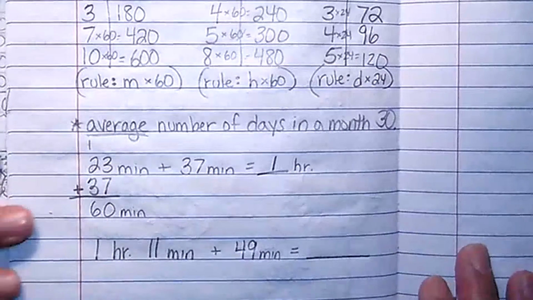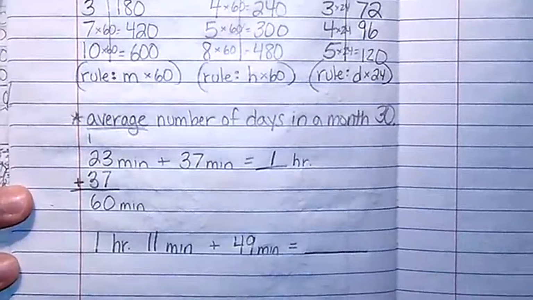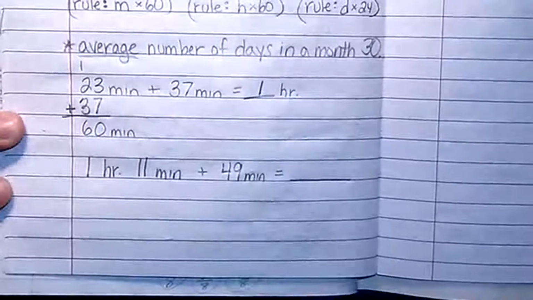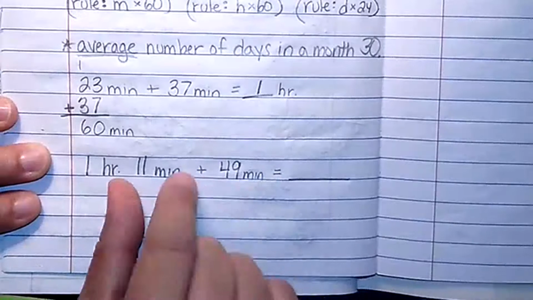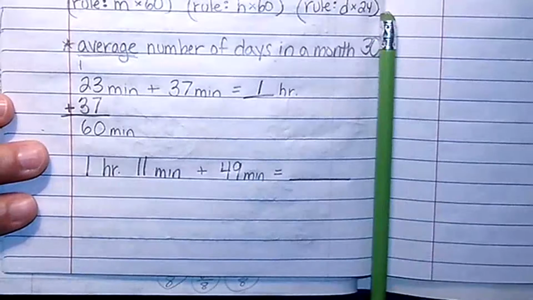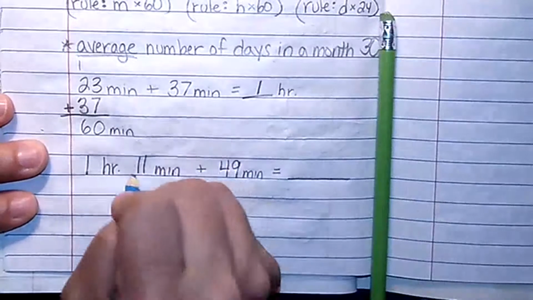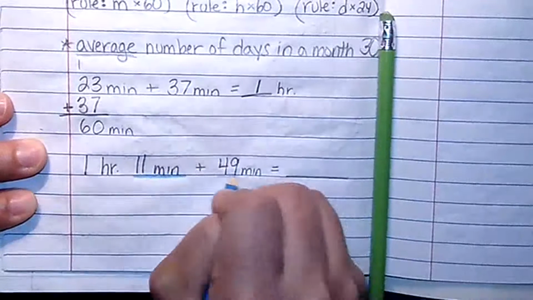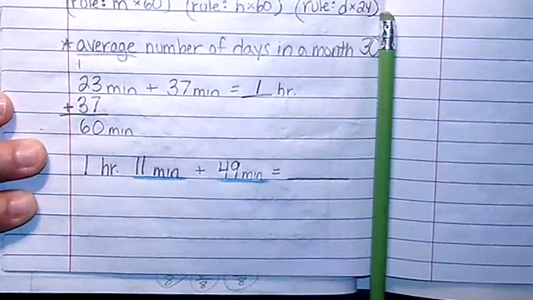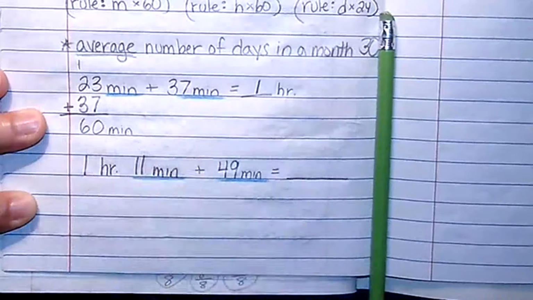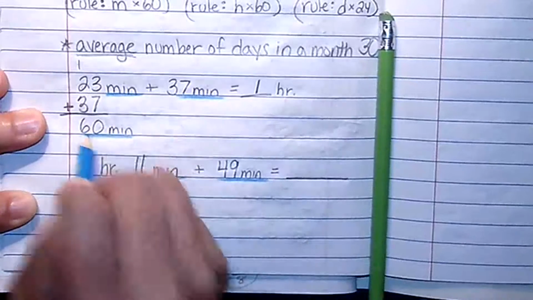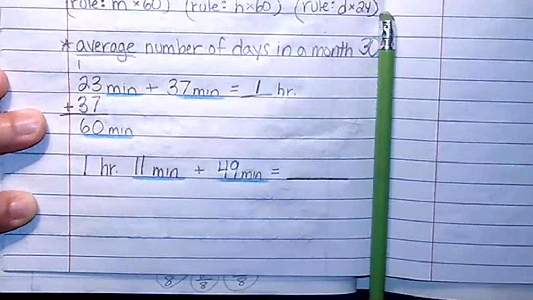1 hour and 11 extra minutes, and I want to add 49 minutes to it. Well, I can't add hours plus minutes, but I could add minutes with minutes. Sometimes it helps me if I use a color to know what I'm adding. This one's minutes. This one's minutes. So I can add these together. On this one, these were both minutes, so I could add them together, and it gave me minutes. And then I changed it into hours.